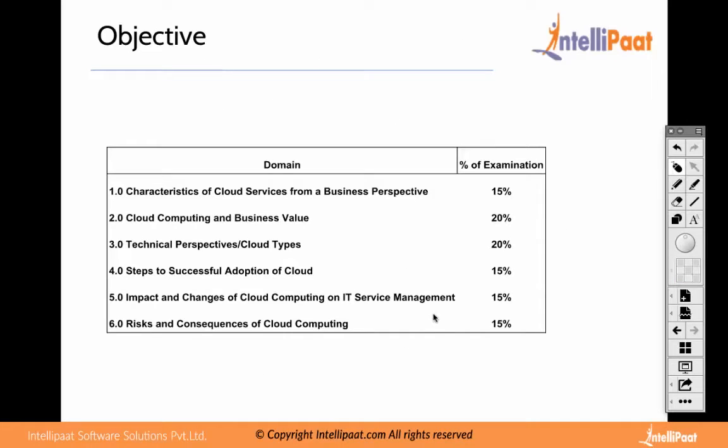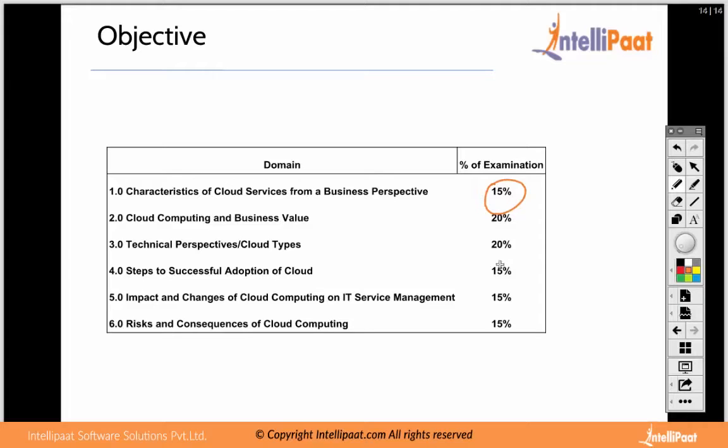So here are the domains as prescribed by CompTIA, and on the right side we have the percentage weighting per domain. So 15% for domain 1, 20%, and so on and so forth. So what are these? Characteristics of cloud services from a business perspective. The keyword is business perspective. Cloud computing and business value: this new architecture, how is it impacting your business value? How is it adding on to it and changing the paradigms? Technical perspective and cloud types. Now, cloud types, you might have heard about public cloud, private cloud, hybrid cloud, all sorts of cloud, the rainy cloud. We will look into it.